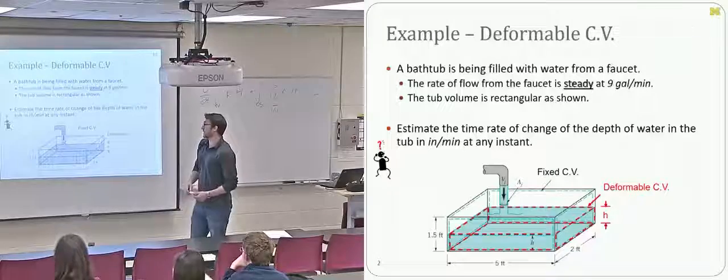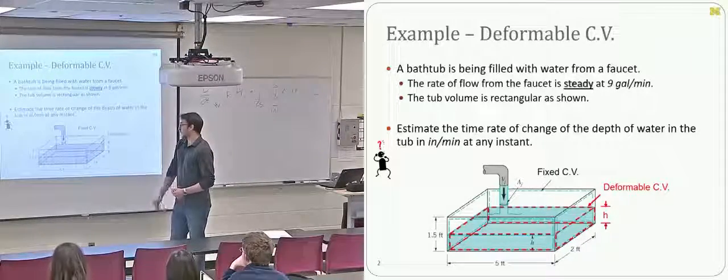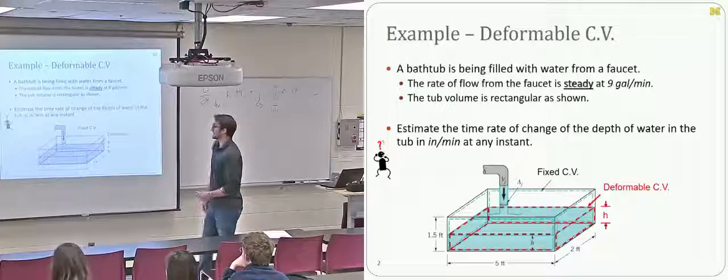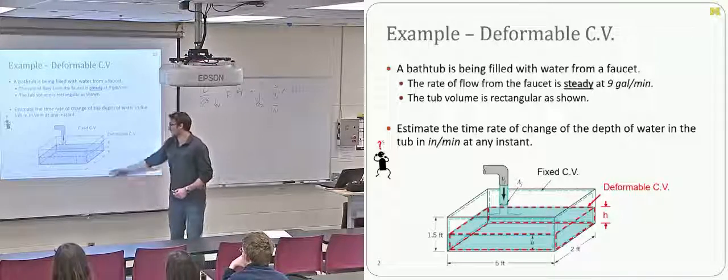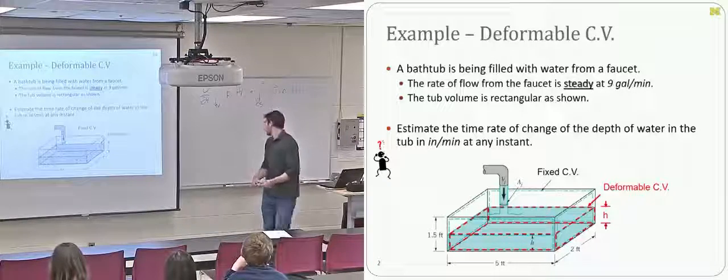So we're going to pick up by applying this to the same problem. We solved this problem on Monday, right, using a fixed control volume, figuring out how quickly the water level in this rectangular tank is rising as we dump water into it at a fixed rate. We're going to go ahead and resolve it, this time using a deforming control volume, and see how that changes the way we approach the problem.